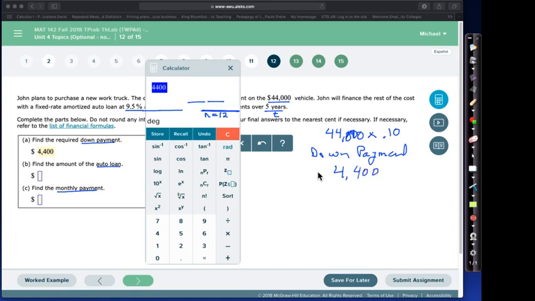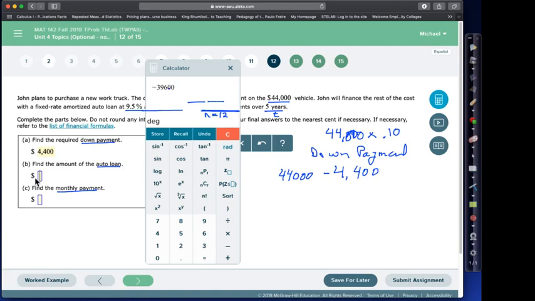4,400. We need to subtract that from the cost of the vehicle. So 44,000 minus 4,400. Now, since I've already got that in the calculator, if I just go ahead and subtract from here 44,000. Now, since I'm doing it in sort of the backwards order, I'm going to get a negative number. If I ignore the negative, the amount will be correct. So it's 39,600 is the amount that we need to borrow. It's the amount of the loan.